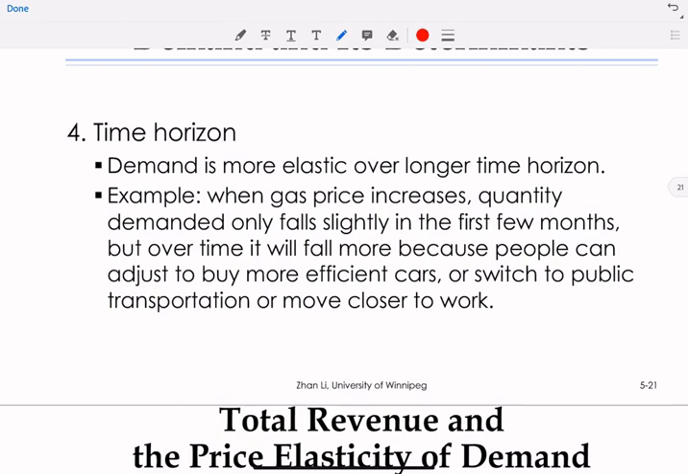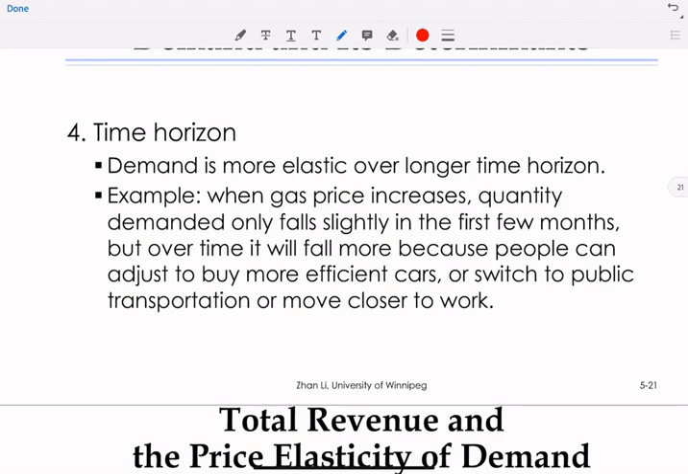So just think about the following case. Let's say the gas price increases. And you can imagine that initially, the quantity demanded for gas should fall, right? More specifically, because you're still having a car, you're still driving your car, then in the short term, the gas consumption will only fall a little bit in the first several months.